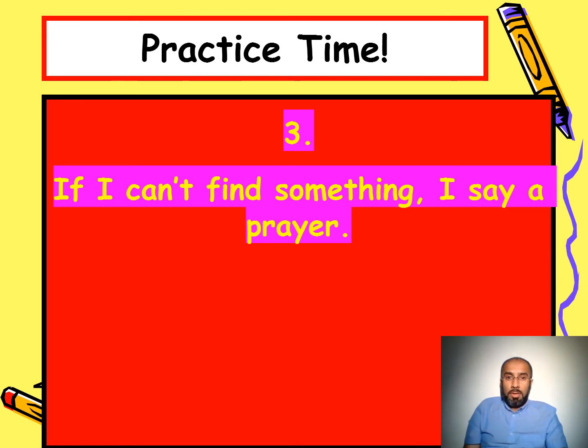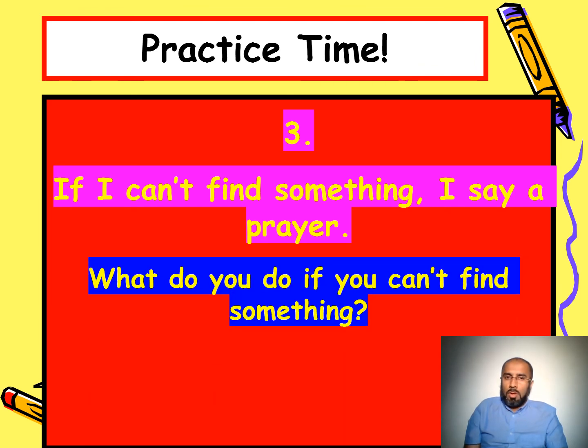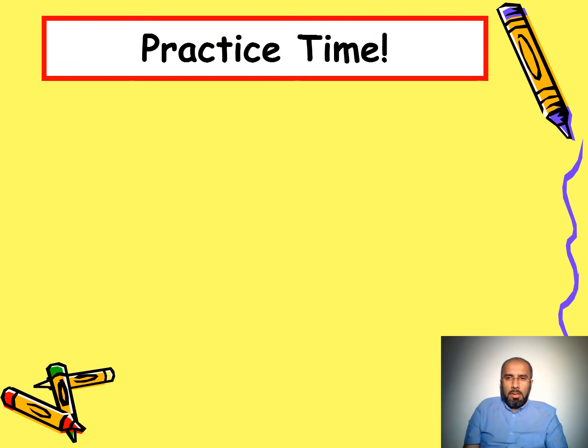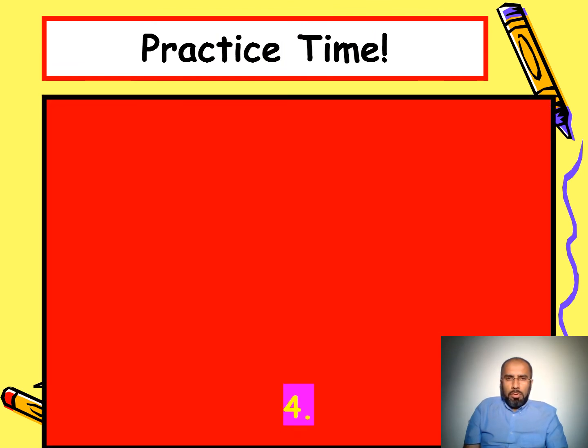If I can't find something, I say a prayer. Sometimes it works, sometimes it doesn't work, but this is what I always do. So if I can't find something that I've lost, I just say a prayer. What do you do if you cannot find something? Interesting. Okay, number 4. Let's see what we've got.